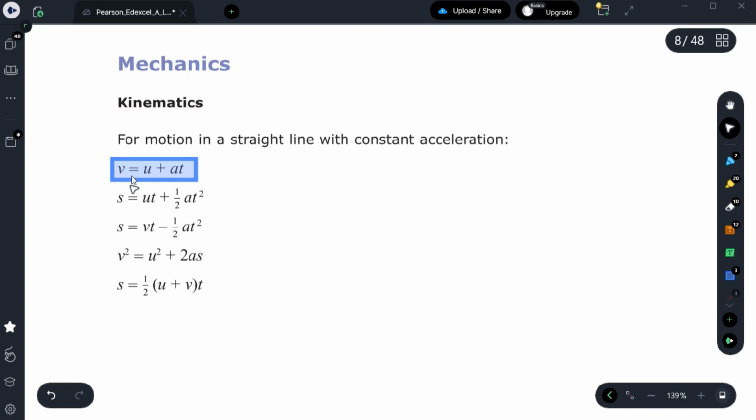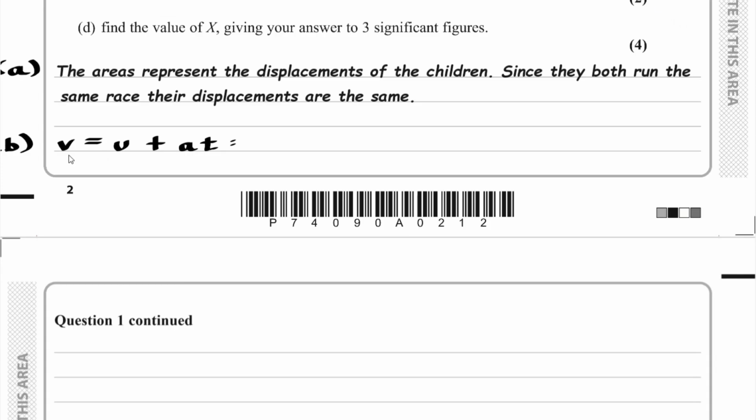We will be using v equals u plus at. So, using v equals u plus at, we know that the value of v is 4, and this is equal to u, which is 0, plus a, which is what we're finding, multiplied by t, which is 5. So 4 equals 5a, in which case we can conclude a is equal to 0.8 meters per second squared.